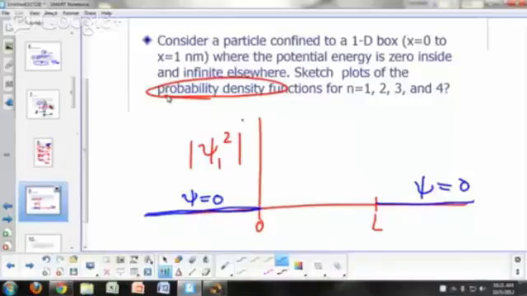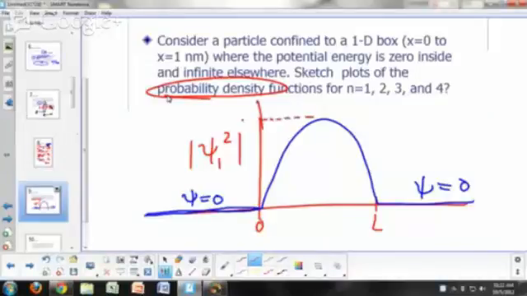So what happens when you square that? You just get a bigger, this is a square. So it's going to look like that. It's going to be bigger if that peak is larger than 1, and smaller if it's smaller than 1. But what's that peak value there? What's the square of the square root of 2 over L? So this is just going to be 2 over L right here at the peak.